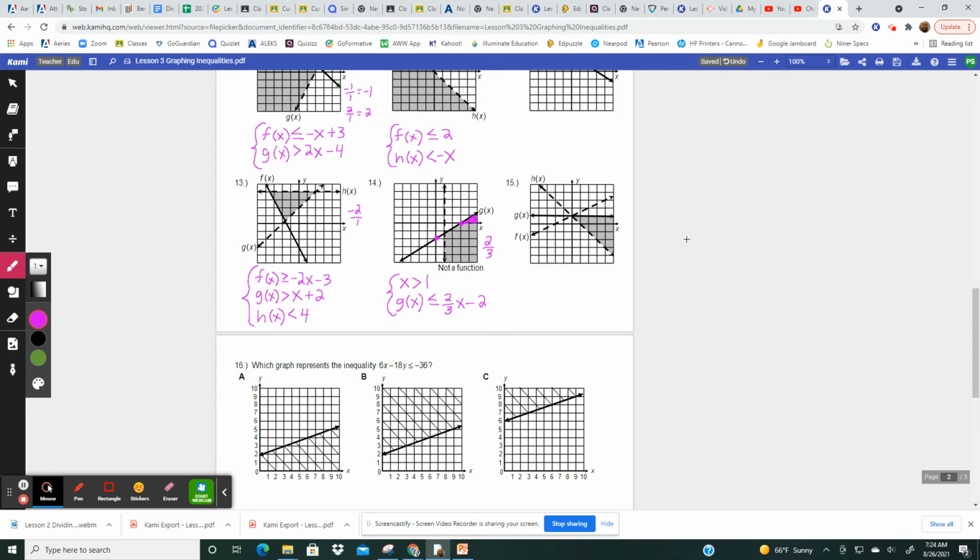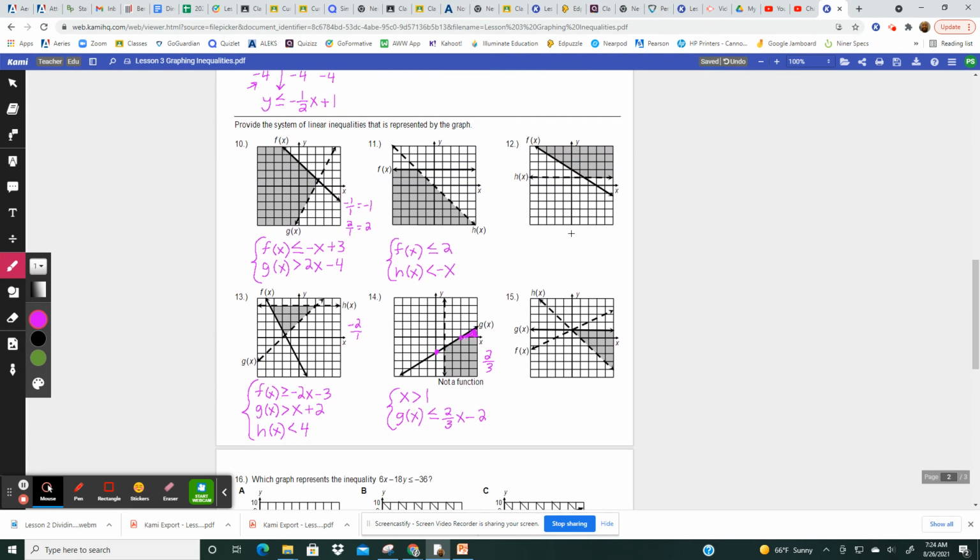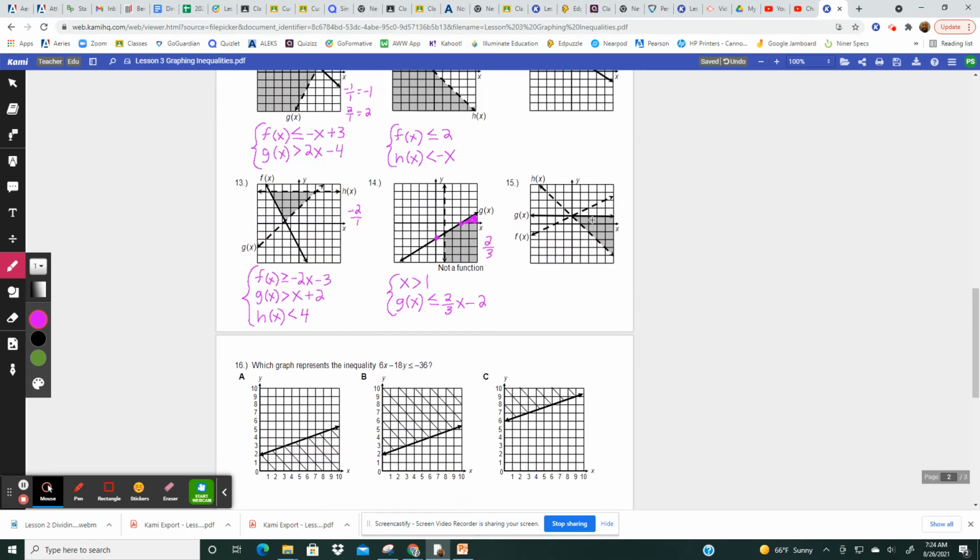Okay? So you guys have 12 and 15 to do. Okay, so just know that this one is shaded underneath. This one here, shaded above. And then this one, it looks like it's not part of it, but it's shaded underneath it. But then this cuts it off and makes it shaded underneath that. So this is underneath, so it's below. So that one would be a less than.